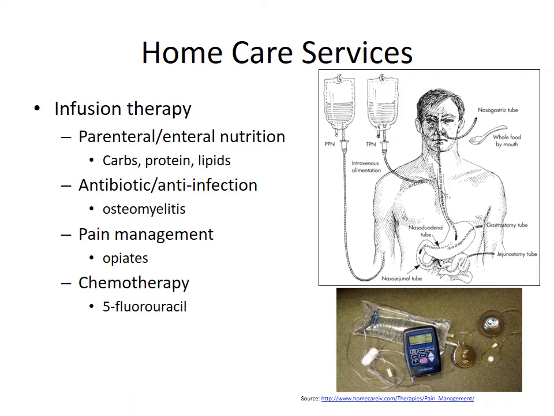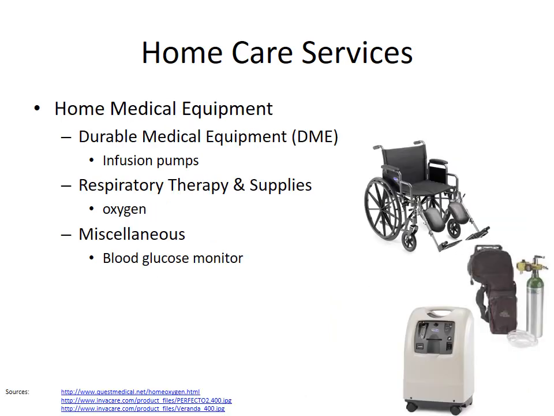Those who might have neoplastic disease, cancers, we could deliver chemotherapy such as 5-fluorouracil. This is an area of home care services that's, as you can imagine, growing just because of our geriatric population. Durable medical equipment: infusion pumps, wheelchairs, anything that might help a patient ambulate, have proper musculoskeletal support, braces.